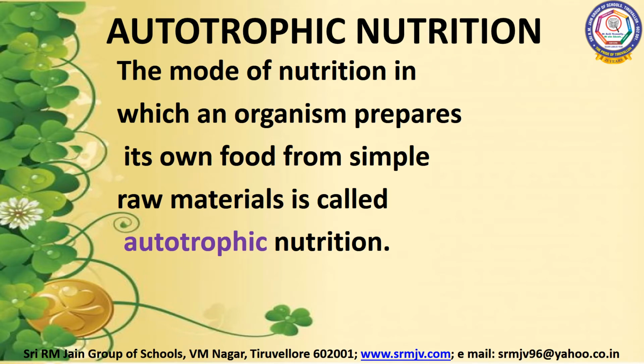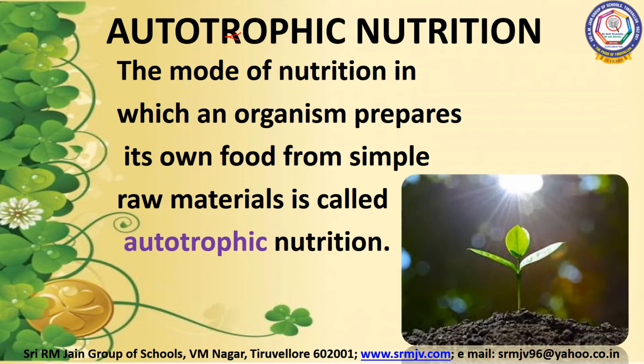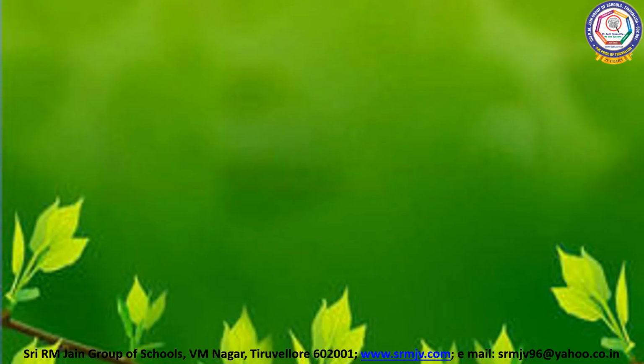Now, let us define autotrophic nutrition. The mode of nutrition in which an organism prepares its own food from simple raw materials is called autotrophic nutrition. Most green plants fall under autotrophs. To understand how they produce their own food, let's peek inside the kitchen.